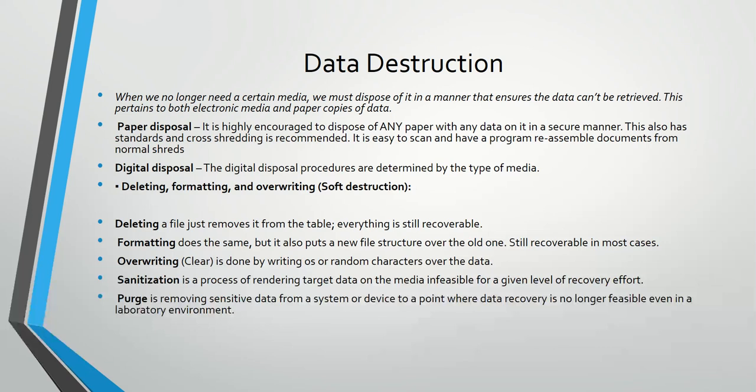Purging is where we remove the sensitive data from the system or the device to a point where it is no longer feasible to recover, even in a laboratory environment. Meaning, it doesn't matter how much time and how much money they throw at this, they cannot recover our data. For data destruction, a common type could be degaussing, and this is what we would use on spinning disks and anything where the data is stored magnetically.